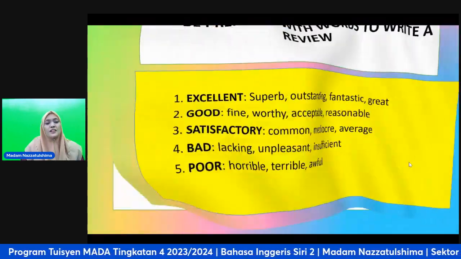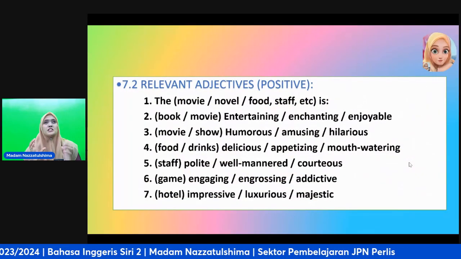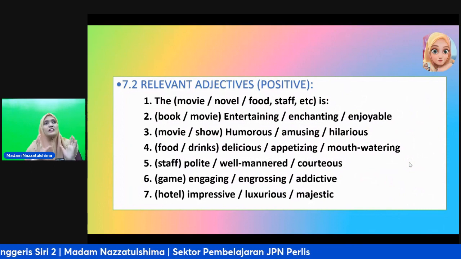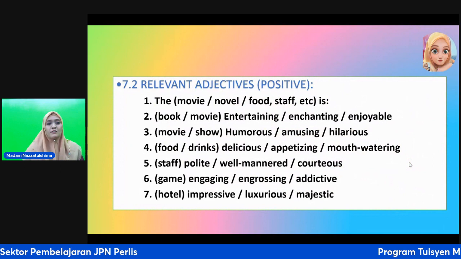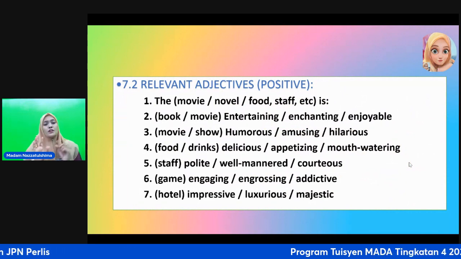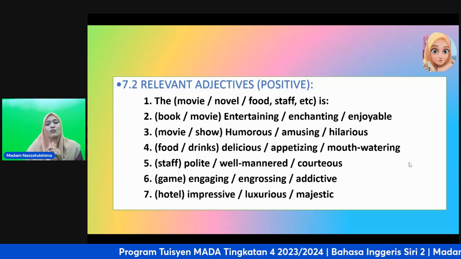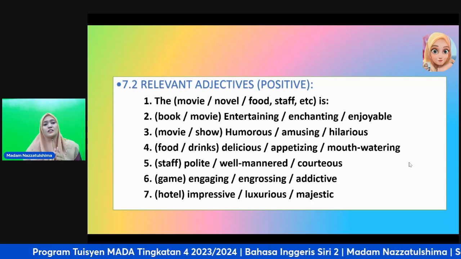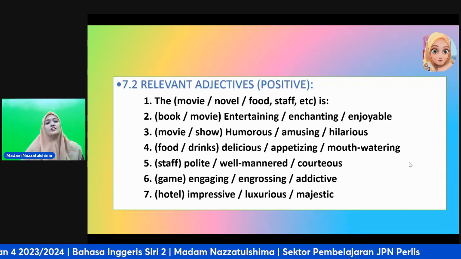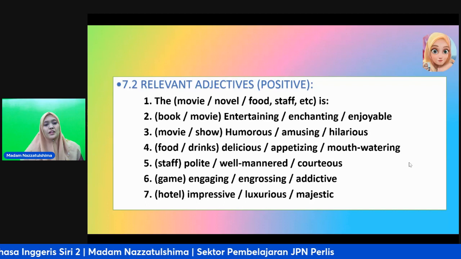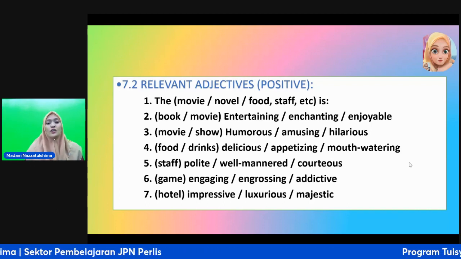Next one, this is about relevant adjectives. So if you want to mention about something, you can use adjective to elaborate it. For example, you want to mention about the movie, the novel, the food, the staff, the facility or services. So you can use a few different adjective. For example, take a look at number two. The book or movie: entertaining, enchanting, enjoyable.